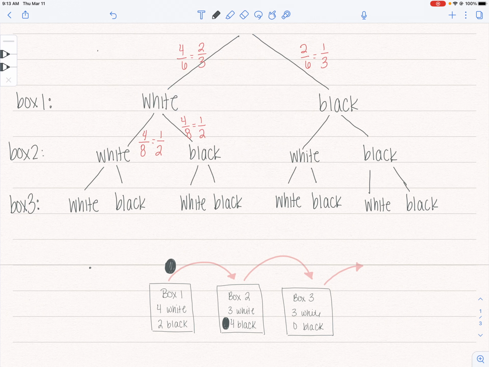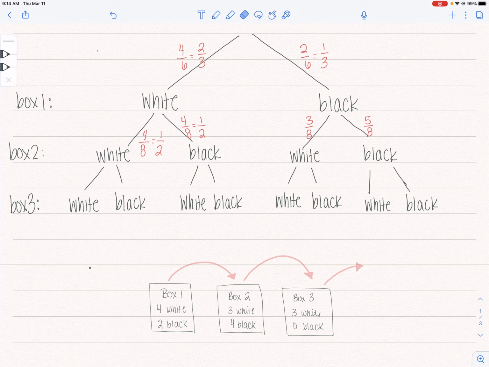So the probability of drawing black is going to be 5 out of the total of 8. And then the probability of drawing white is going to be 3 out of the total of 8. Okay, so that takes care of box 2.